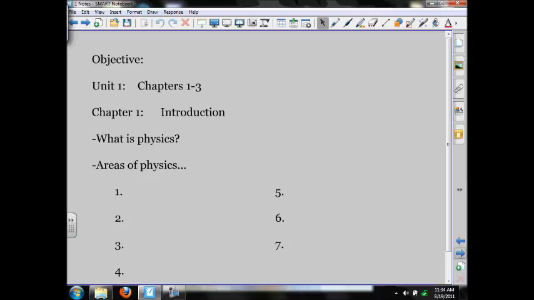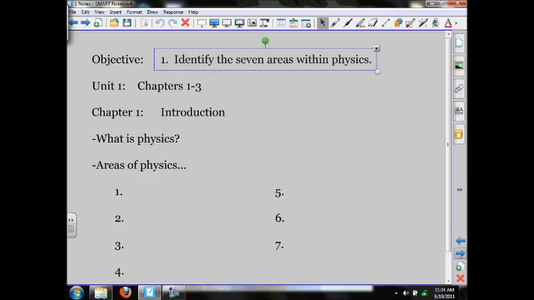First of all, Unit 1 is going to be chapters 1 through 3 in your book. Chapter 1 is very easy. We're going to do all of chapter 1 today.